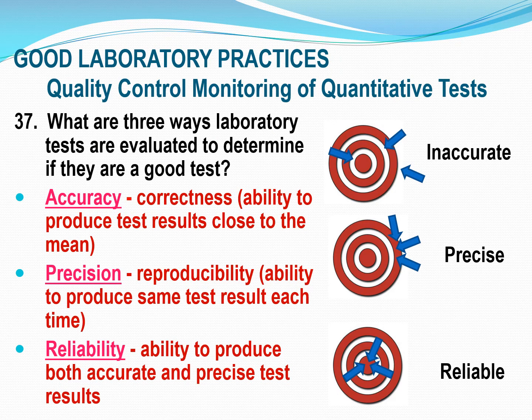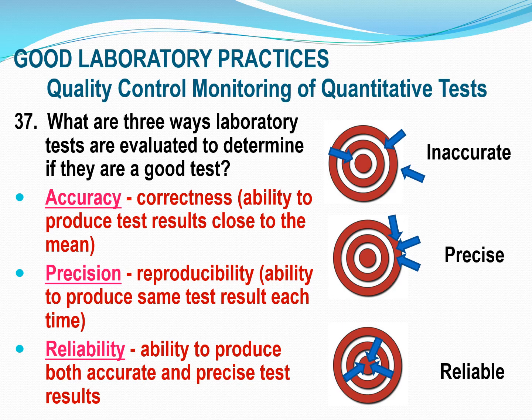Now, we've been talking about accuracy, precision, and reliability, but what are they? We want to make sure you're accurate, so that's correctness, the ability to produce test results close to the mean. But you also want to have precision, reproducibility, the ability to produce the same test result each time. But you also need to be reliable. That is the ability to produce both accurate and precise results.